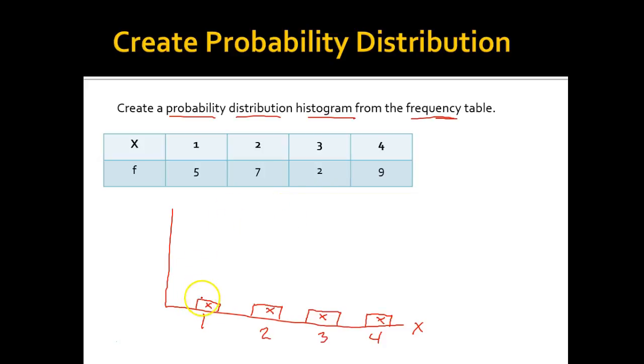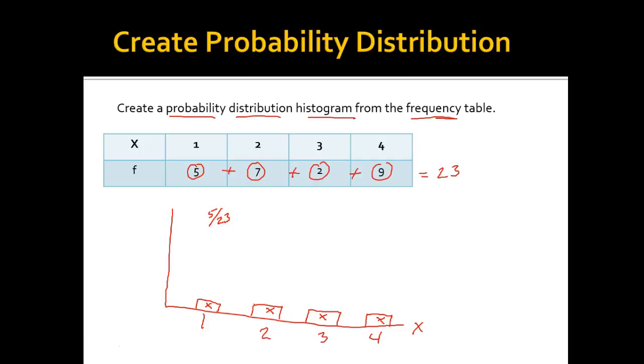So we're not going to just move each bar up to the number that we see below it. No, we are going to do a probability distribution, which means we add up all the frequencies. 5 plus 7 plus 2 plus 9 is, I think, 23. Is that right? Yeah, that's 23. That's the total. And then the probability for each one is the frequency of that thing, so how many ones, divided by the total number of things, which is 23. So the probability of 1 is 5 divided by 23.